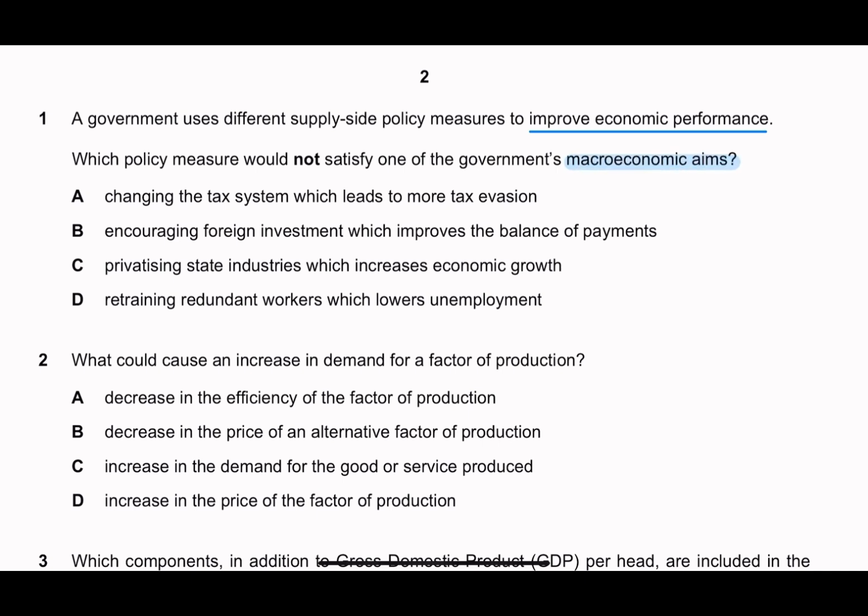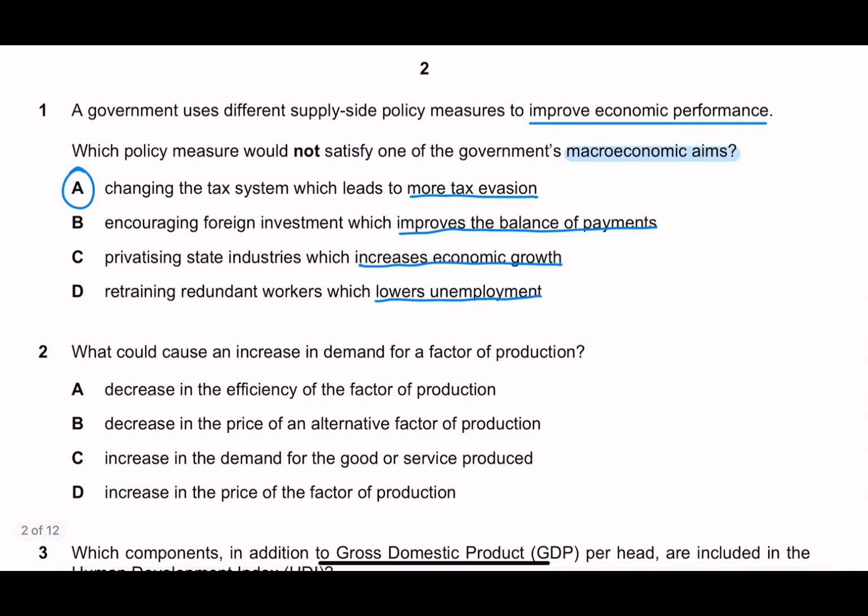Okay. So the key here is the government's aim. So for all of these four options, we have A, changing the tax system, which leads to more tax evasion. B is to improve the balance of payments. C is to increase economic growth. And then D is to lower unemployment. So out of these four goals, only the three in B, C, D are reasonable for government. Government would not encourage anyone to do tax evasion. So the answer is A, which the goal does not align with the government's aim.